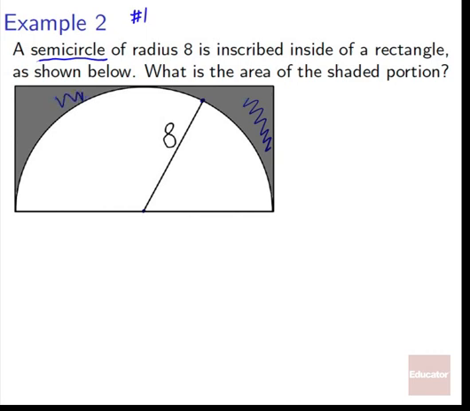So we want to figure out how much is the shade in here. So we understand what we're looking for. We've got half a circle held inside of a rectangle, so it barely touches the edges, and we're looking to figure out what's the part that isn't the circle, but is still contained in the rectangle. What's that shaded portion? Great.